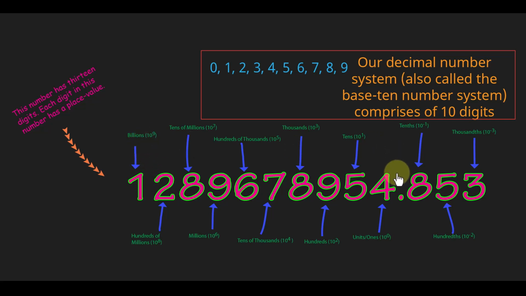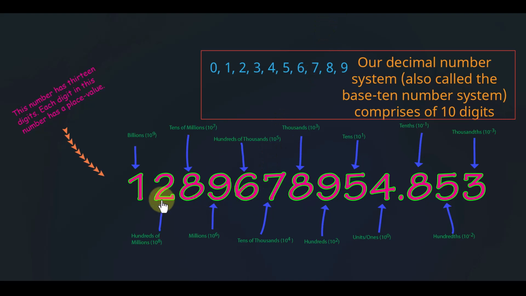So we can see if we start at the decimal point and we move left, the first number beside the decimal point to the left is the units, or the ones, sometimes called the ones column. Then we go into the tens column, the hundreds column, the thousands column, the tens of thousands column, the hundreds of thousands column, the millions column, the tens of millions, the hundreds of millions, and then the billions. These numbers here in brackets beside each place value name, we'll talk about these later.